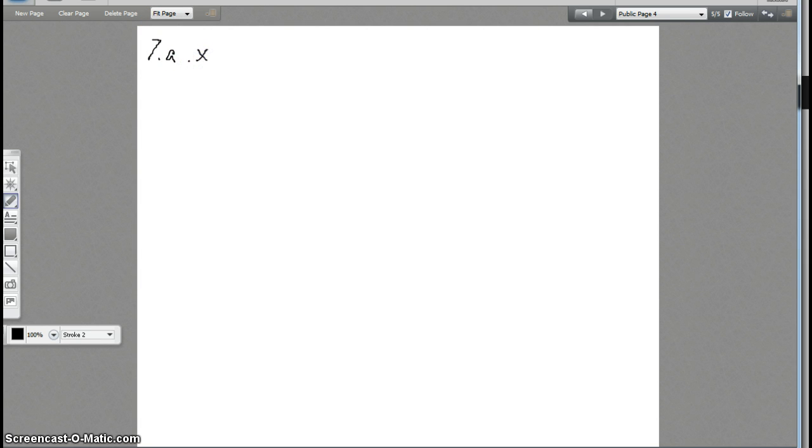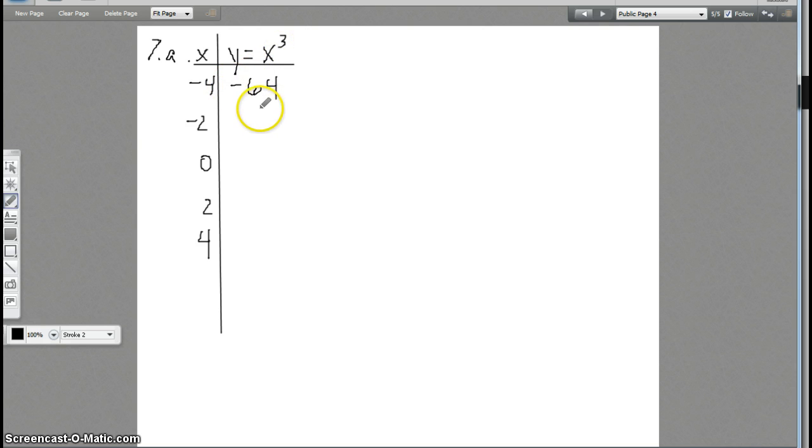Okay, so I am going to graph for 7a. I've got x, and then I'm going to also graph my y. So here's my x. And then for y, I'm going to have y equals x cubed. So I'm going to start with -4 and then do -2, 0, 2, and 4. -4 when we cube it is -64.